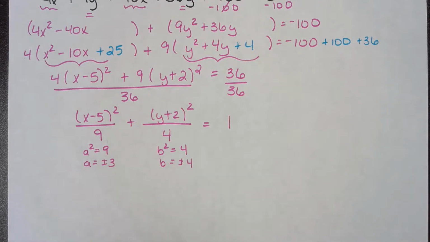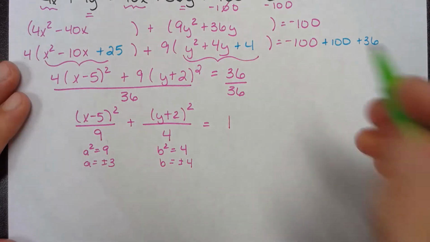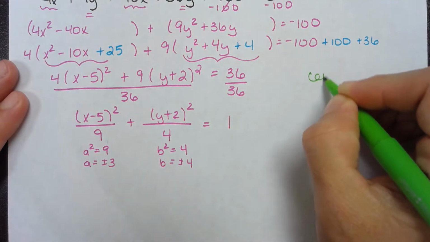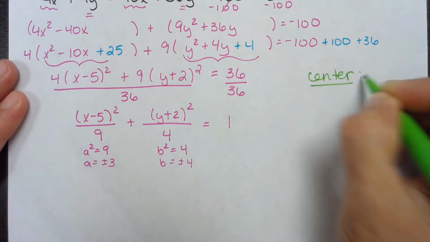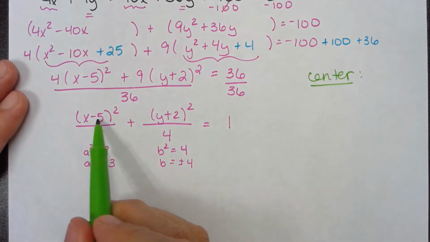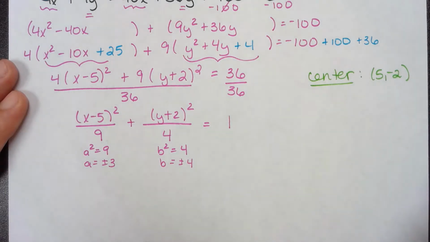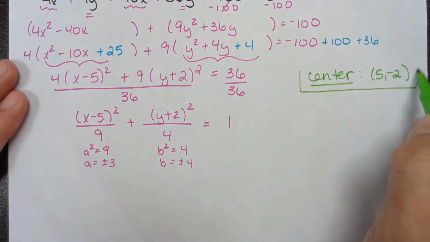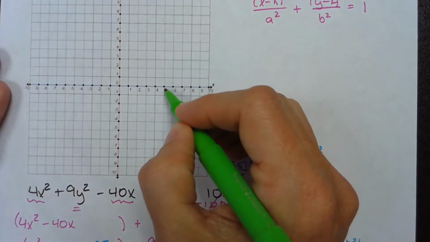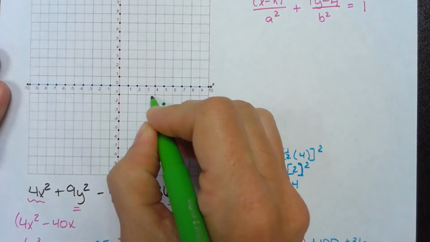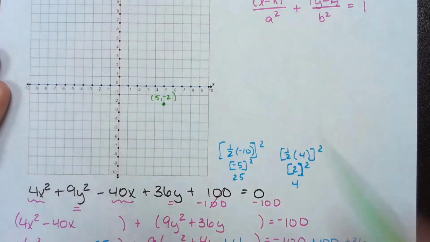So let's see if we can start identifying all the pieces. We have the center. What is our center? Our center is (5, negative 2). We can go ahead and sketch that on our graph. (5, negative 2) is our center.